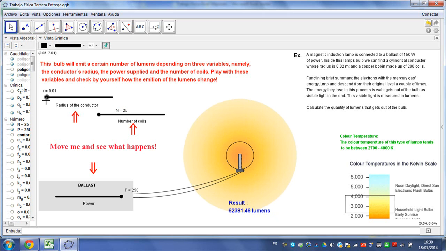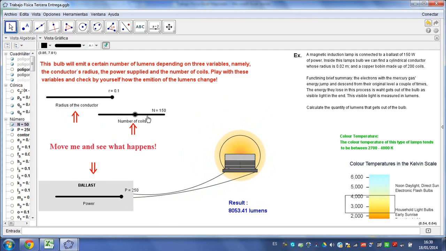So as a general conclusion, we can affirm that if what we're looking for is to increase the number of lumens, making the smallest change possible, the most reasonable thing to do would be to decrease the number of coils and the radius of the conductor, and besides increase the power supply to the lamp. And on the other hand, if our aim is to achieve the weakest light possible, we should do the opposite, and we would have this here.